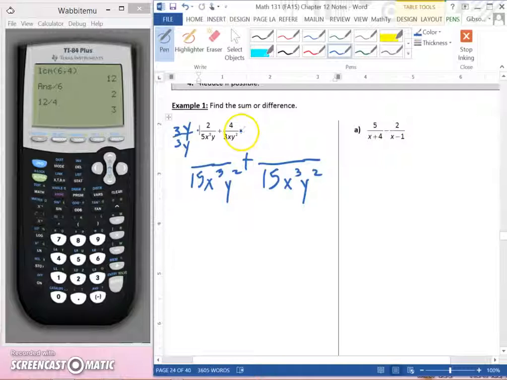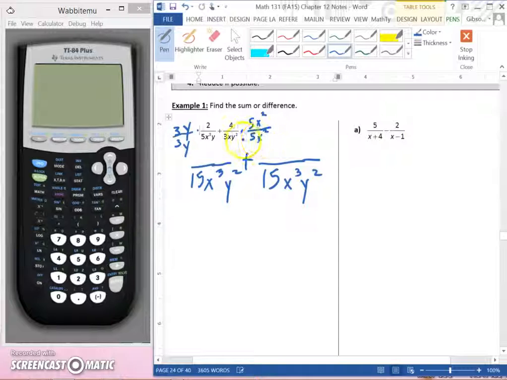Now we look here at this second fraction. We look at the number for the denominator. We have 3. We know we have to multiply the numerator and denominator by 5. Now we look at this x here. We have x, but we want to get x cubed. So we'll multiply the numerator and denominator by x squared. And then since we have y squared here and y squared here, we don't have to multiply by a form of y.